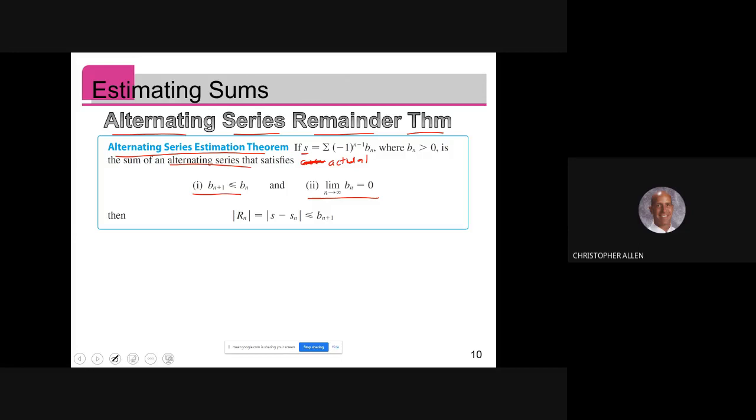Now again, this piece up here is the if of the if-then part. Basically we're talking about an alternating series that converges. That's what this stuff is, it converges. This is what we can use. And really it's this piece right here that's going to be very helpful.